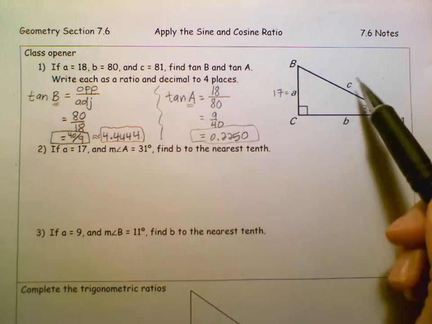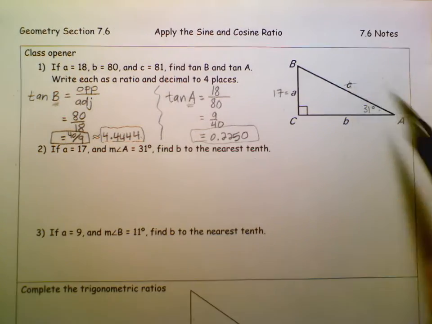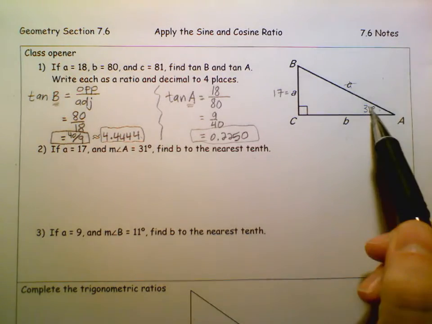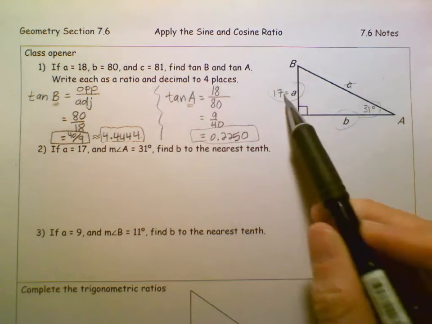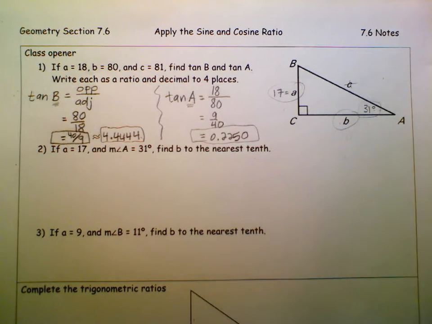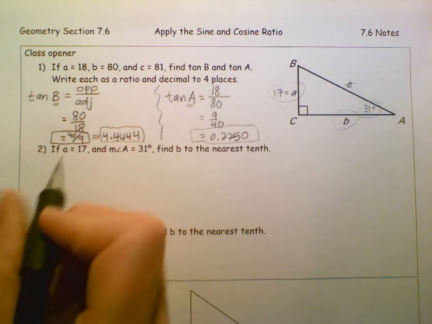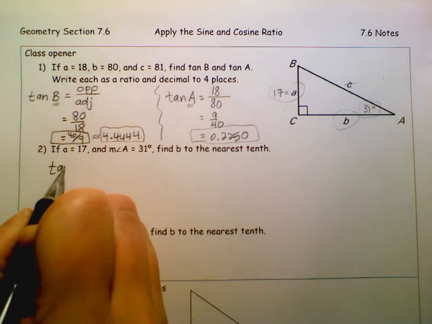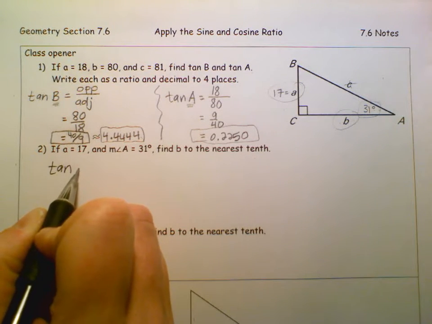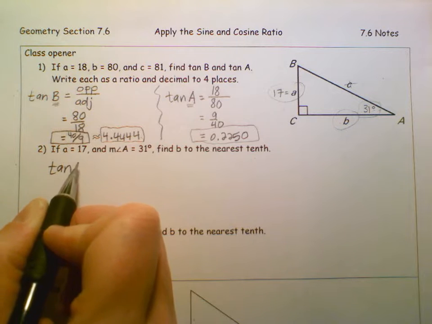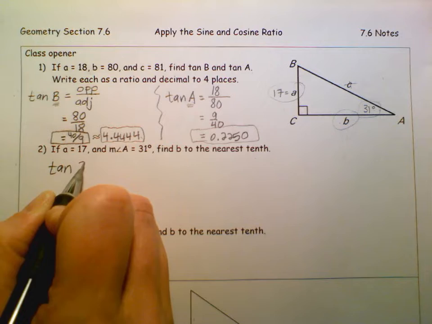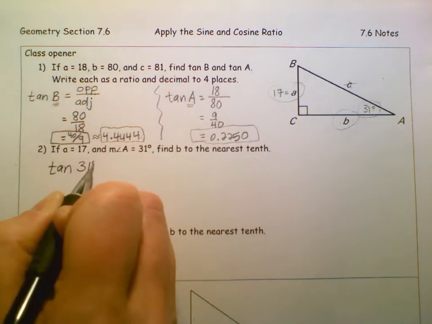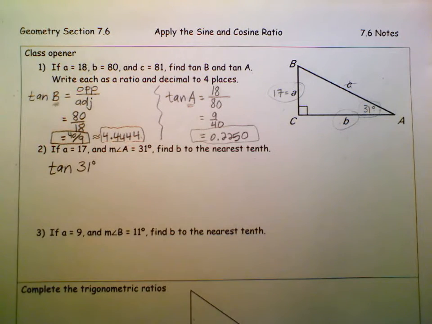So we have to ignore the hypotenuse and just realize that from this angle, this side, and this side, these three components together, I can put together a tangent equation. So now, instead of writing the tangent of A equals 17, A over B, I'm going to replace that A with 31 degrees, because I know how big that angle is now.